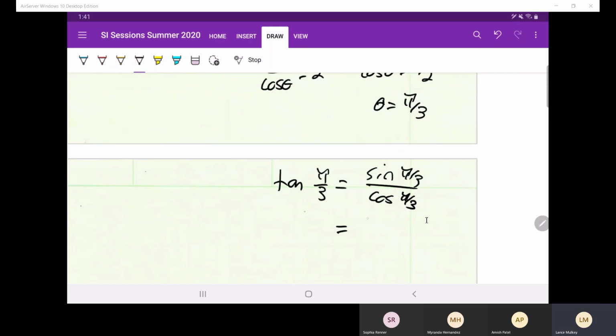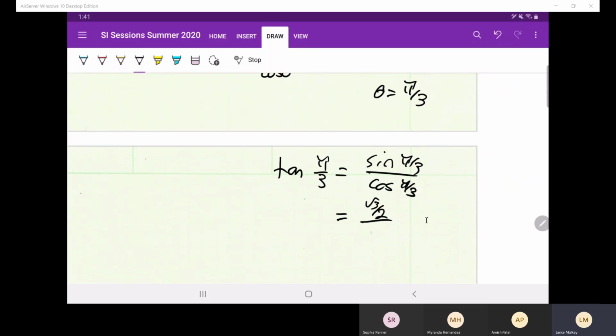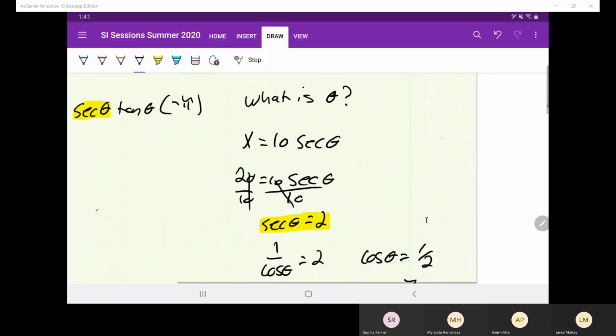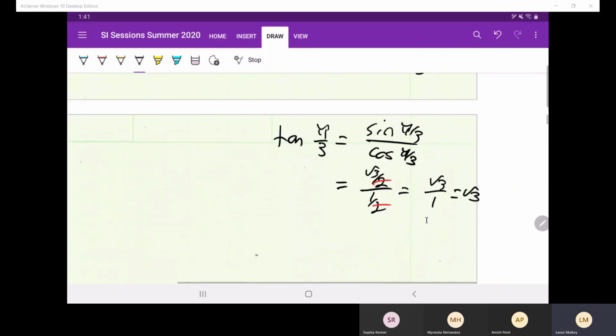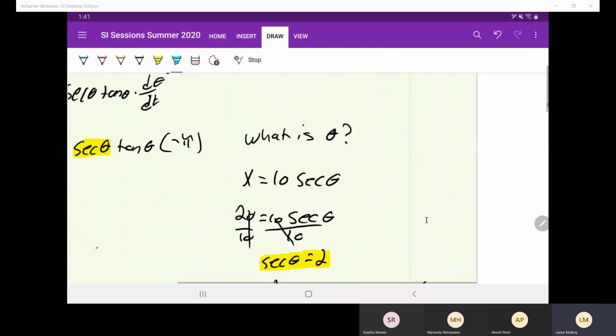sine of pi over 3 is √3 over 2. And cosine of pi over 3 is 1/2, which equals √3 over 1, which equals √3. So now you've got tangent of theta equals √3.